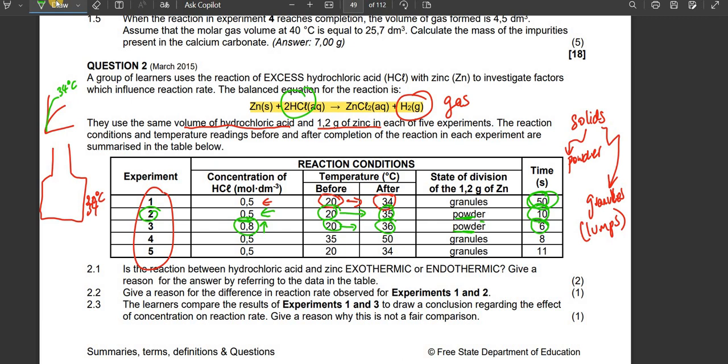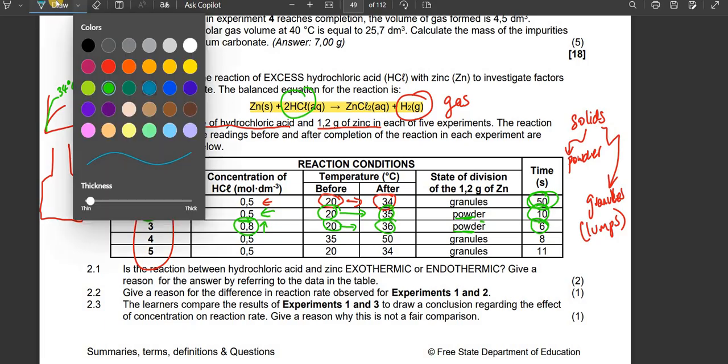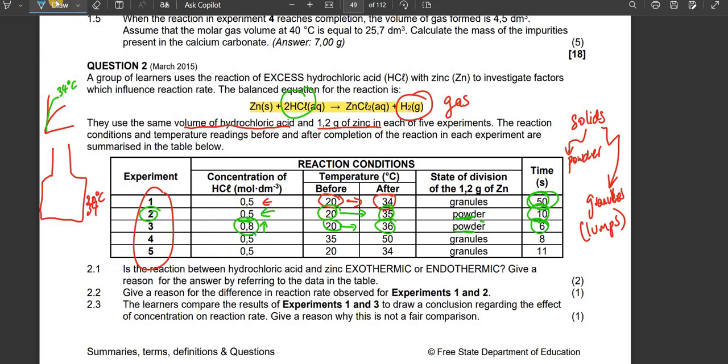You see, check experiment 4 and 5. Experiment 4 and 5, they use the same concentration, but now the temperature, they moved it from 35 to 50. Here they moved it from 20 to 34. And both of them, they were granules. Where is the reaction going to be faster? Exactly when the temperature was 50. That's why it took 8 seconds and here it took 11 seconds.